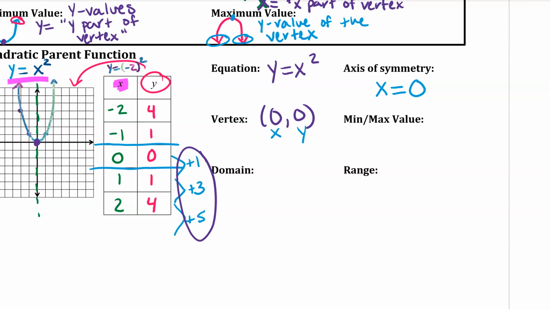We have to look at if it has a minimum or a maximum. Because my parabola is facing up, it has a minimum value, and the minimum value is going to be the y part of my vertex. So my minimum value is going to be y equals 0, because that's the y part.